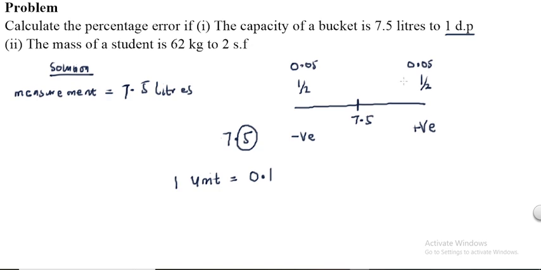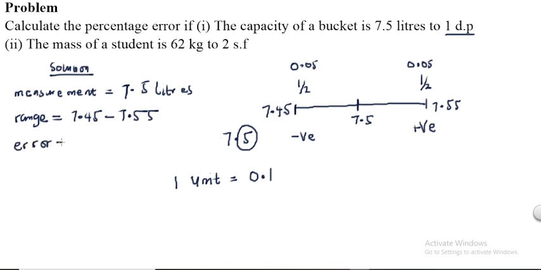If you add 0.05 to 7.5, you get 7.55 here. If we subtract 0.05 from 7.5, you get 7.45. So the potential range of values that the bucket could have been is between 7.45 liters and 7.55 liters. Now the potential error that we could have gotten is plus or minus this number that we got here, plus or minus 0.05. So it is basically half of 1 unit of 1 decimal place.